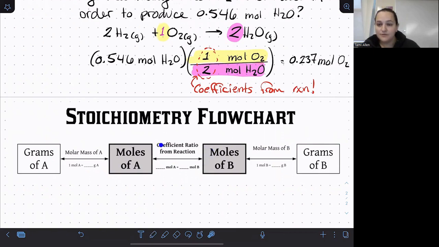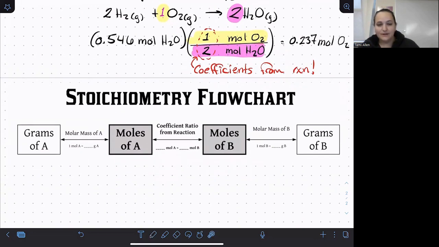We can then use our coefficient ratio, like we just saw, to convert from moles of one substance to moles of another. And then if we want to end up with a mass of this other substance, we just need to use the molar mass of that substance in order to do one more conversion from moles to grams. So the only new piece here is really this middle step of coefficient ratios. You already know how to convert from grams to moles and from moles to grams. We're just adding on this piece of converting moles of one thing to moles of a different thing using our coefficient ratio. So why don't we give that a try?